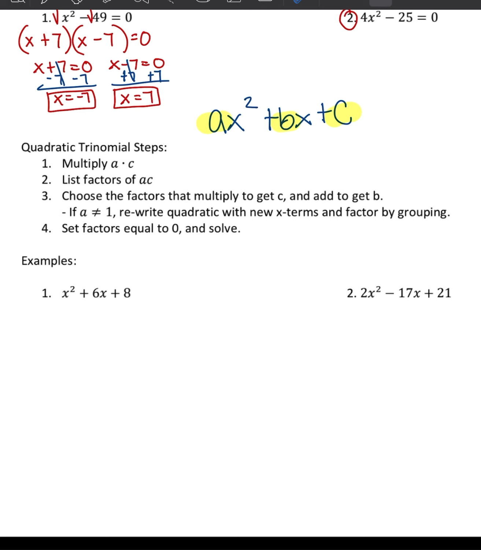There is a special case if our a is not equal to 1. So this second example we're going to do has a 2 in front of the x squared instead of nothing. So our a value here is 2. If that happens, then we're going to rewrite the quadratic with the new x terms and factor by grouping. So if we have a number out front of x squared that is not 1, we are going to have to factor by grouping before we solve. And once we get our factors set, then we're going to set them equal to 0 just like we did above, and we're going to solve for x.